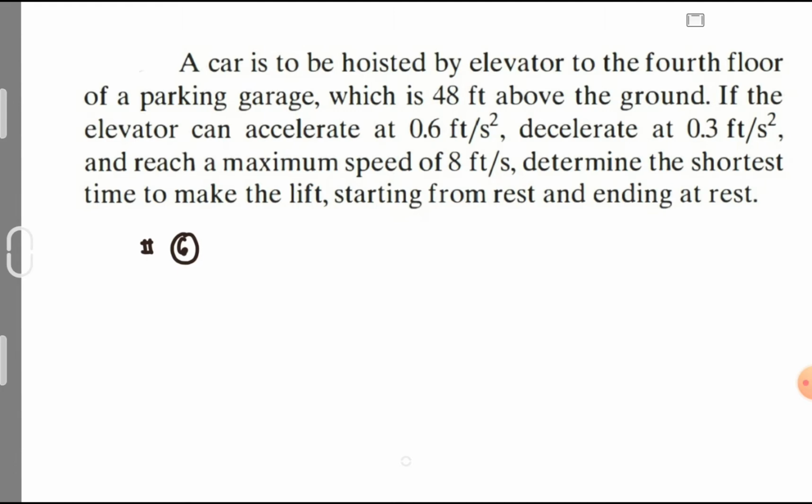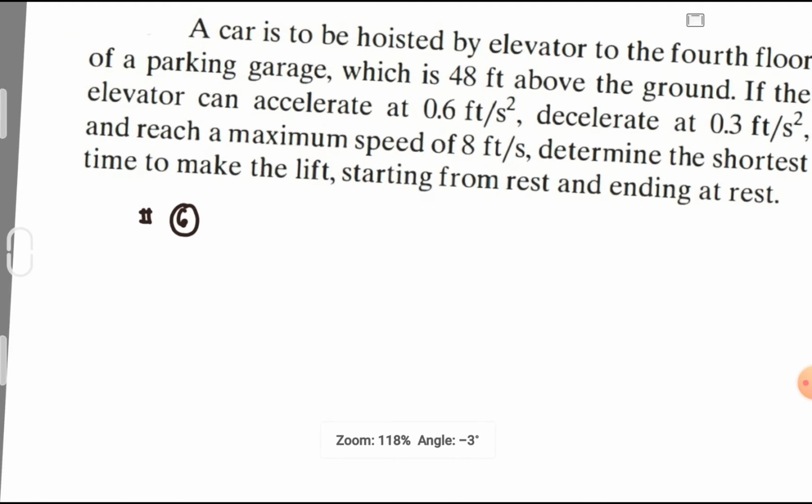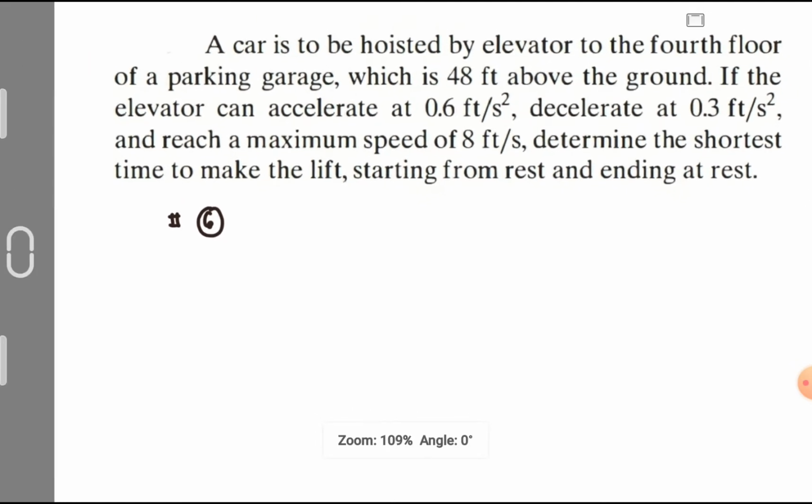A car is to be hoisted by an elevator to the 4th floor of a parking garage, which is 48 feet above the ground. If the elevator can accelerate at 0.6 feet per second squared and decelerate at 0.3 feet per second squared and reach a maximum speed of 8 feet per second, determine the shortest time to make the lift, starting from rest and ending at rest. The keywords here are starting from rest, ending at rest, decelerate, and accelerate. These are the keywords that would give you the clue in solving this problem.